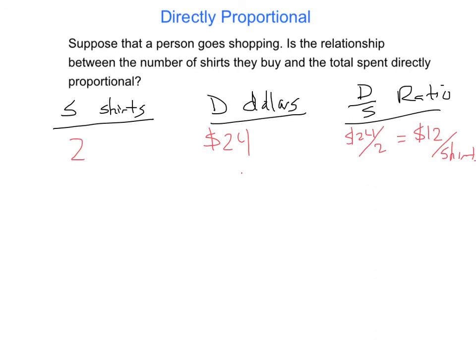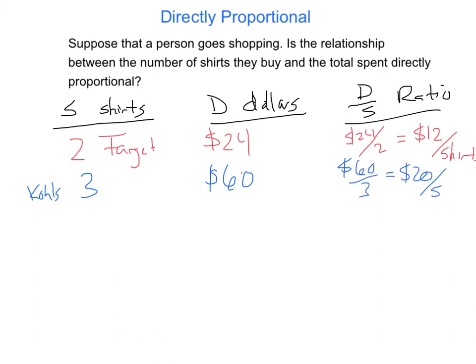So let's just take a second to record that this was at Target. Okay, so instead now I'm going to go to Kohl's. At Kohl's I decided to instead buy 3 shirts, and this time I spent $60. Well, let's look at my ratio right now. So right now I spend 60 divided by 3, $20 per shirt. So this is not directly proportional.